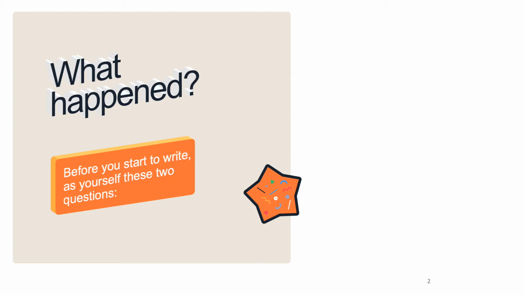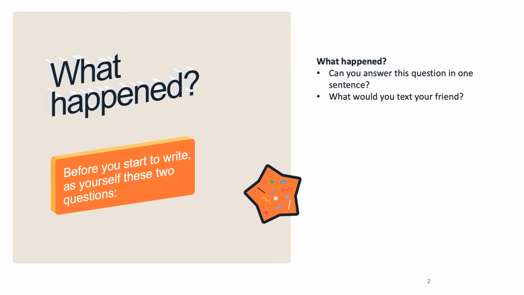So, you have to ask yourself a few questions before you start to write, especially these two questions. The first one is, what happened? Right? Can you answer the question in one sentence? What would you text your friend if you were going to tell your friend that same information? Usually that's a great place to start.